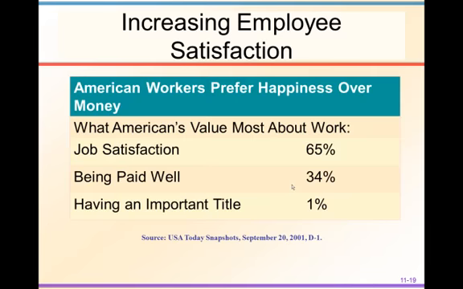This was a survey done by USA Today. It was done in 2001, so it's over 10 years old. It says what American workers prefer, and that American workers prefer happiness over money. Well, this is true once employees earn enough money to cover their basic expenses. After that, certainly job satisfaction, being paid well, having an important title, those are things that they're looking for. But until they earn enough money, money is really the most important thing. If people don't make enough to live, then they're probably not looking at job satisfaction quite yet.